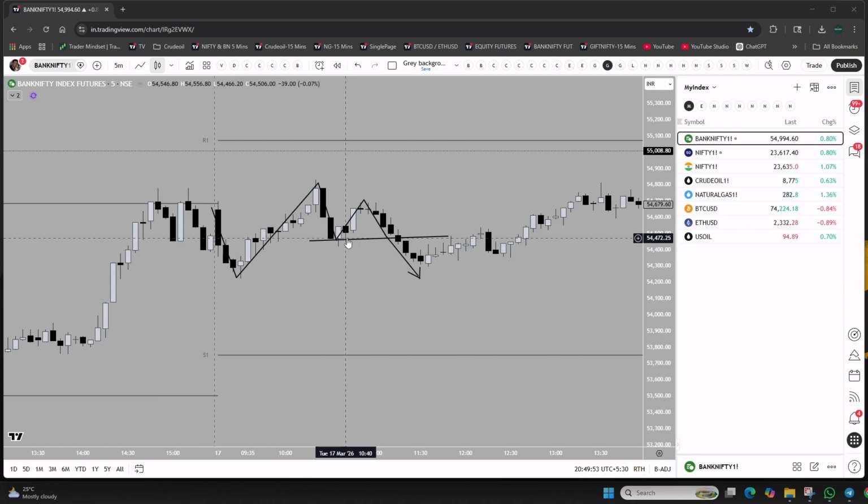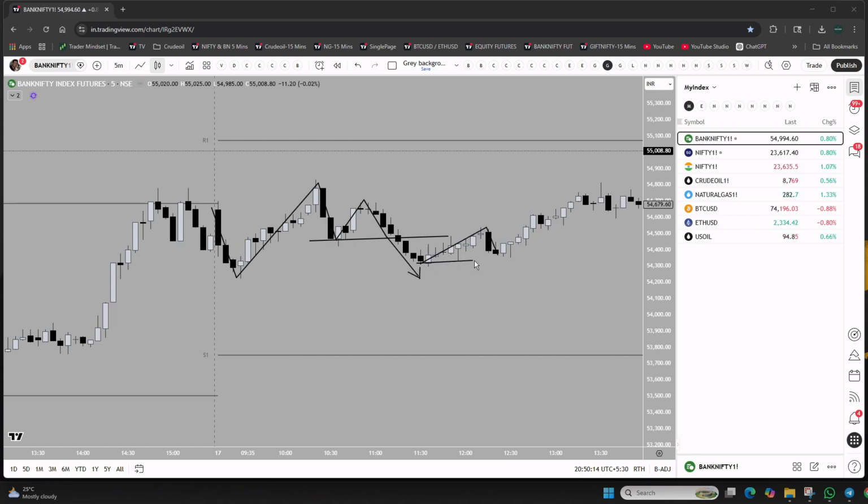It was around 54,480 to 320. So again, a 160 rupees move you would have got here, right? Similarly, the next structure, where is the next structure? So basically it came here, then you got a white candle and you got continuous white candles, right? So you wait for the right structure, that came down.